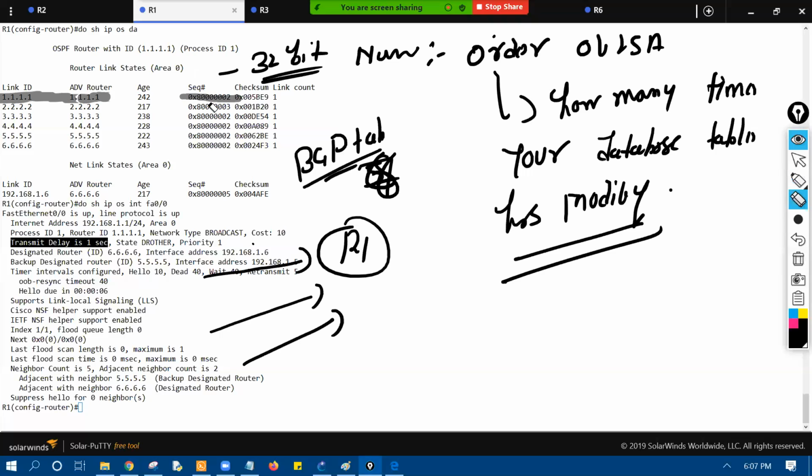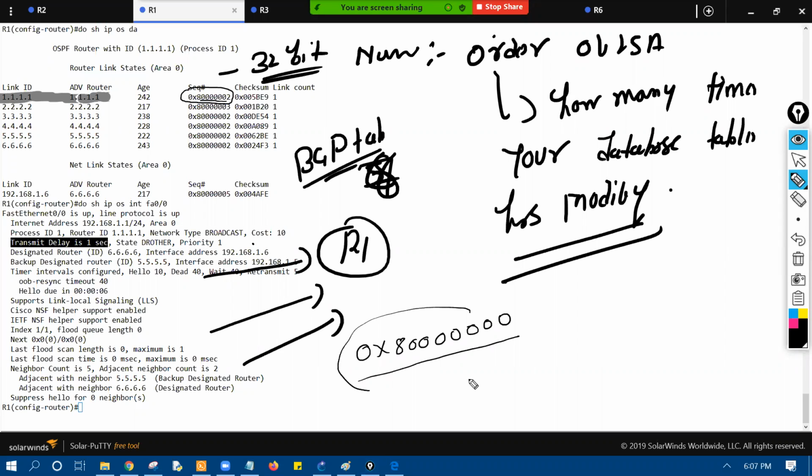Right now, what is the value? 0x80000, right? It always starts from this value. But this value is reserved, right? You cannot see this value. You never see this information. This value will start from whenever the LSA is stored in the database table.